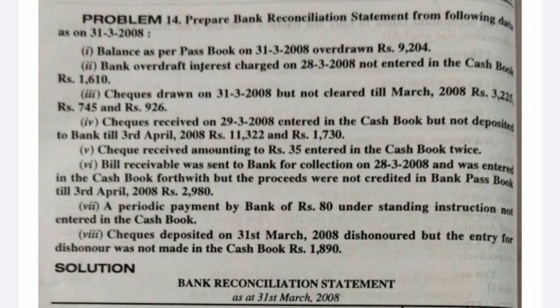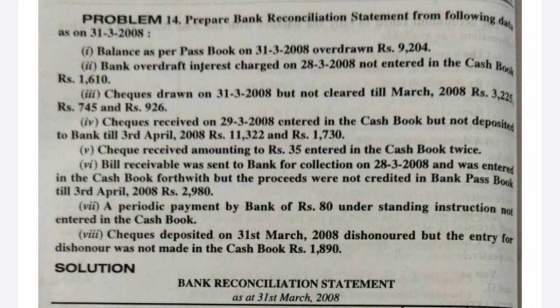Okay. This receivable was sent to bank for collection on 28th March and was entered in the cash book forthwith, but the proceeds were not credited in the bank passbook till 3rd April. In the month of March, the passbook is not recognizing the receipt, which amounts to 2980. Therefore, the passbook is showing less balance on the receipt side, so we need to deduct the amount of rupees 2980 from the overdraft balance as per passbook.